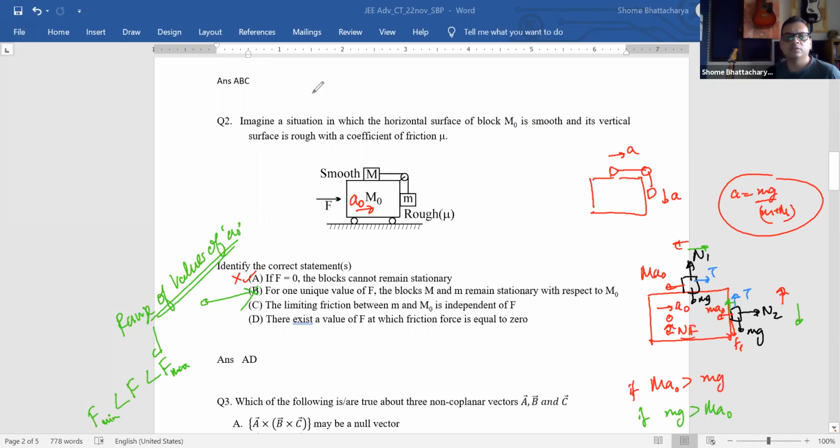Oh, it's written it cannot remain stationary. Yeah, it's the correct option then. Yes, and option A is correct. Thanks for pointing that out. So the option is saying that if F is equal to 0, the blocks cannot remain stationary. So this is correct. But option B is becoming wrong, because there is a range of values of F, not one unique value.